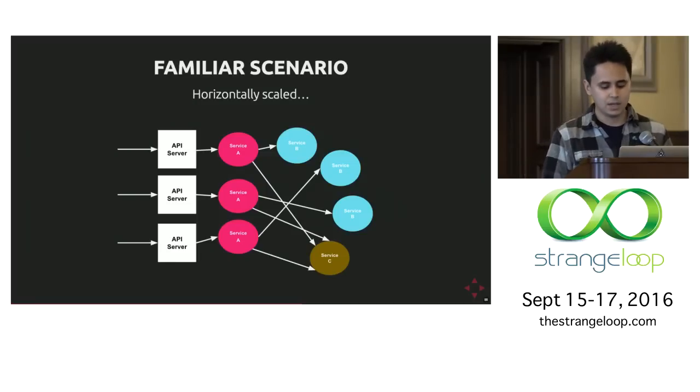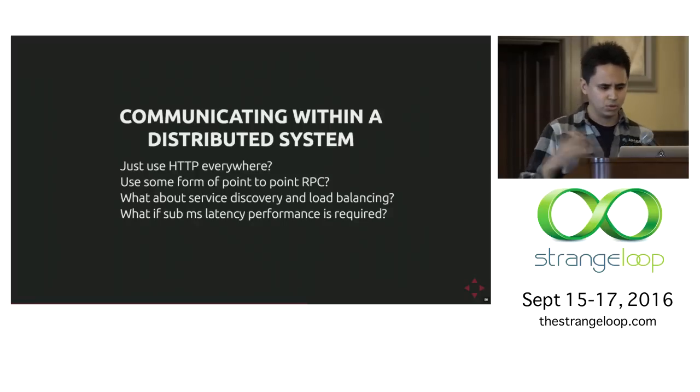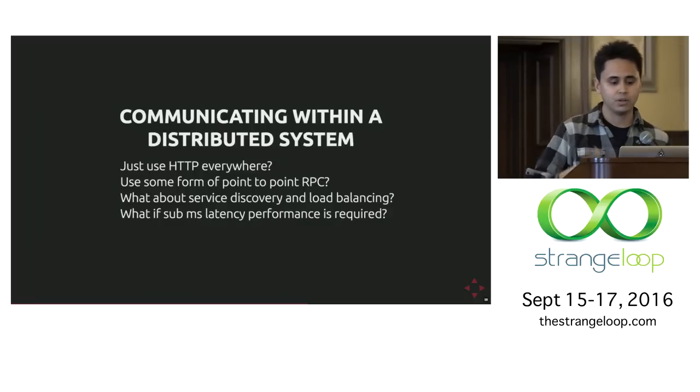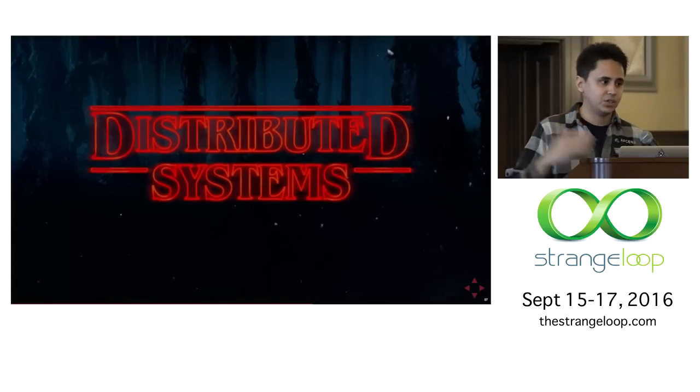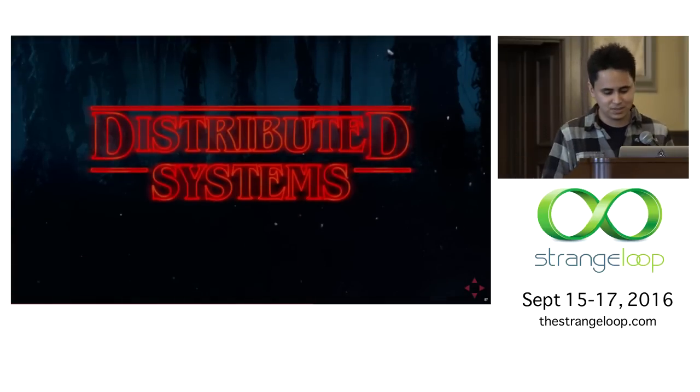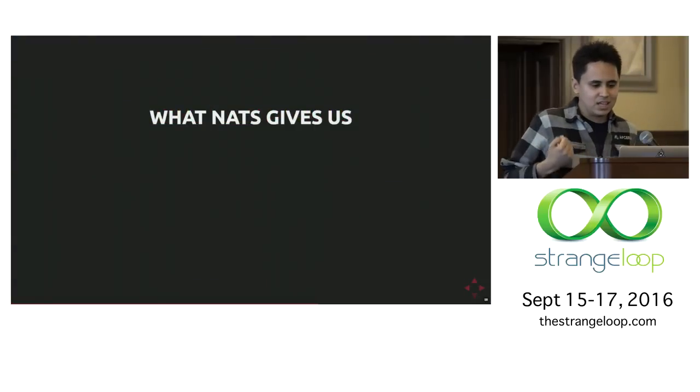And then we'll have to start thinking about how to do communication within this system. And we may think, should we just use HTTP everywhere, or some form of point-to-point RPC? And we'll have to solve the problems of how to do service discovery and load balancing of the services. And if at this point we are interested in having sub-millisecond latency performance, yeah, it can get interesting. But this is the nature of distributed systems, right? Which tend to be these levels of fun. So what does NATS give us?